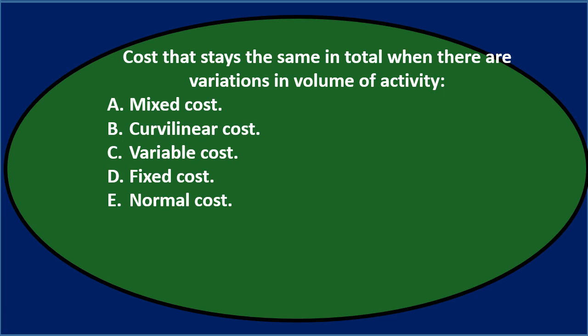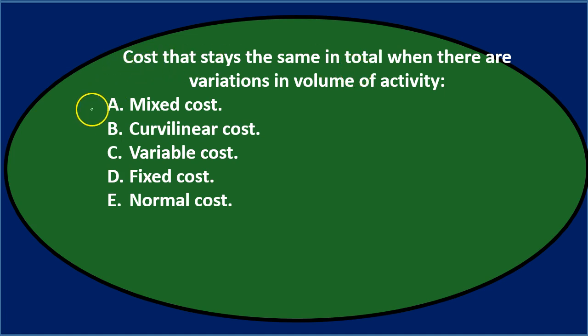A, mixed costs. B, curvilinear costs. C, variable costs. D, fixed costs. E, normal cost. Let's go through that again and go through the process of elimination. Cost that stays the same in total when there are variations in volume of activity. So volume of activity is changing, cost is remaining the same in total. And that's going to be a key term, in total.